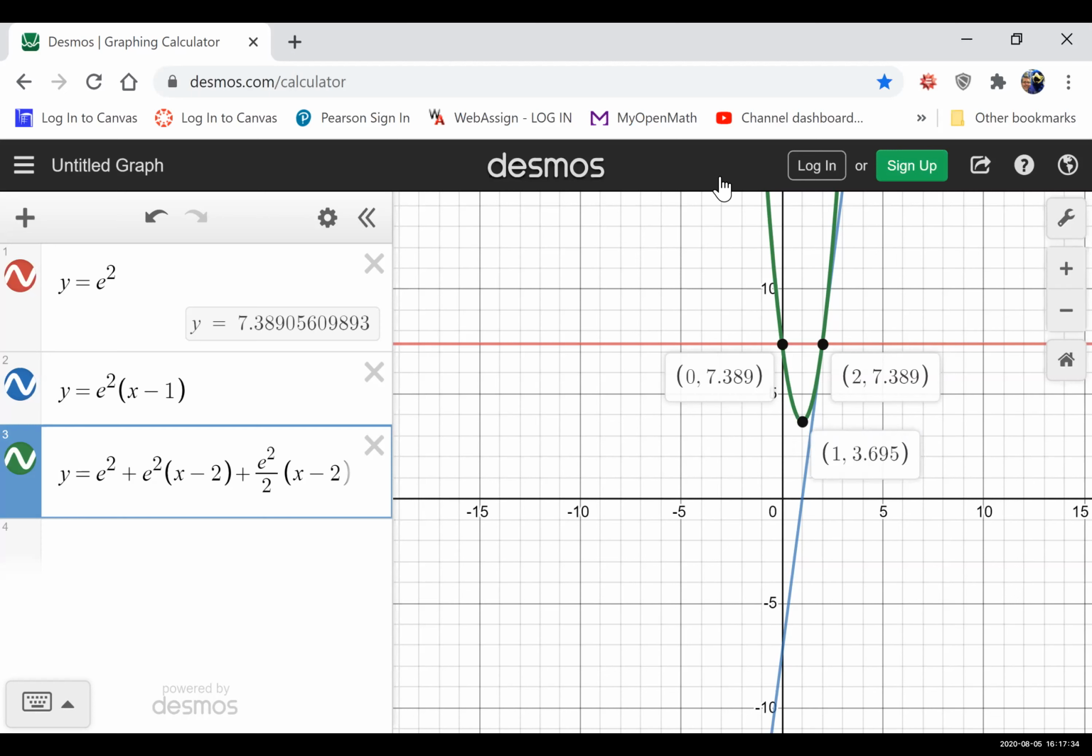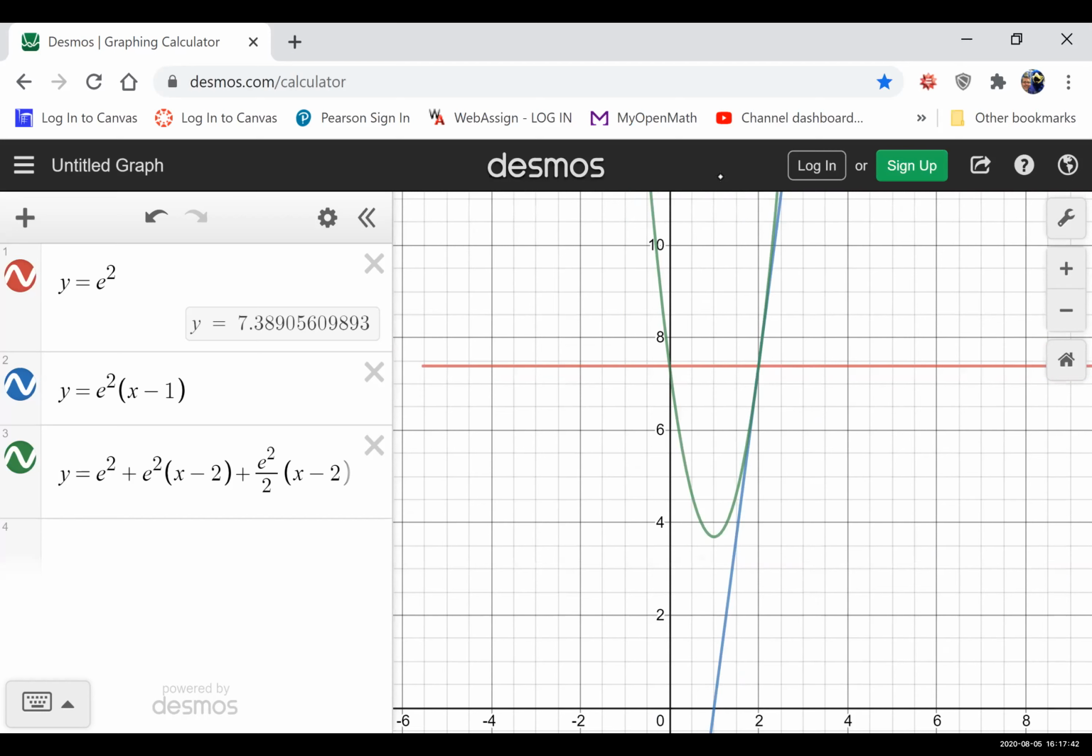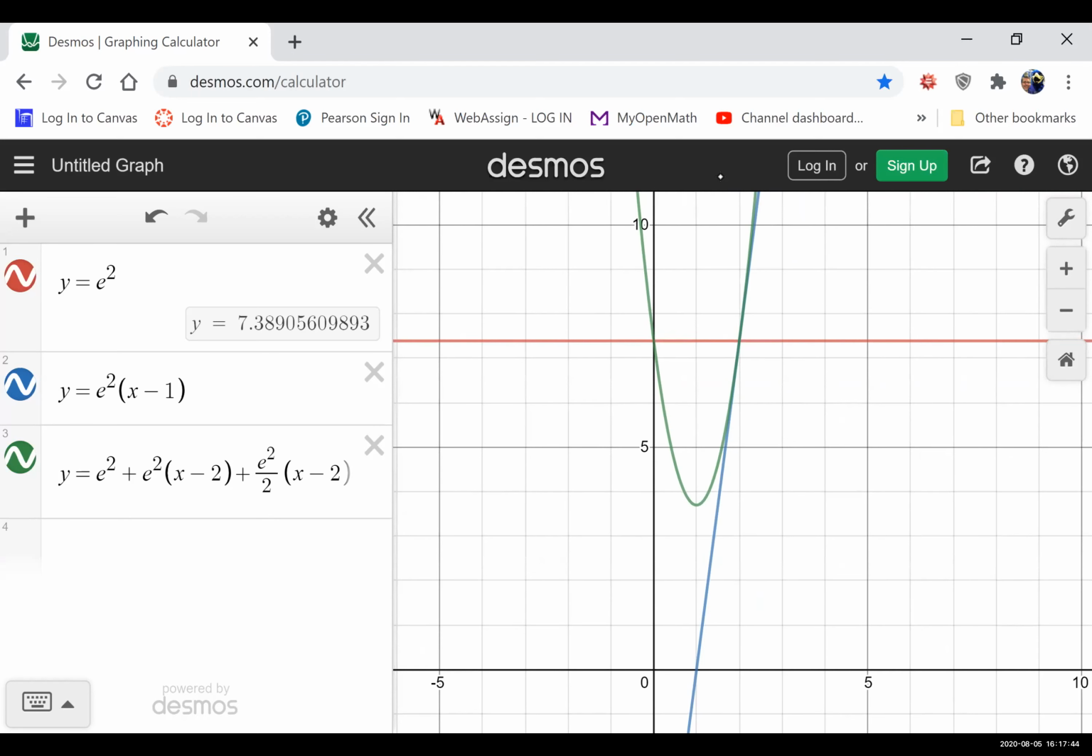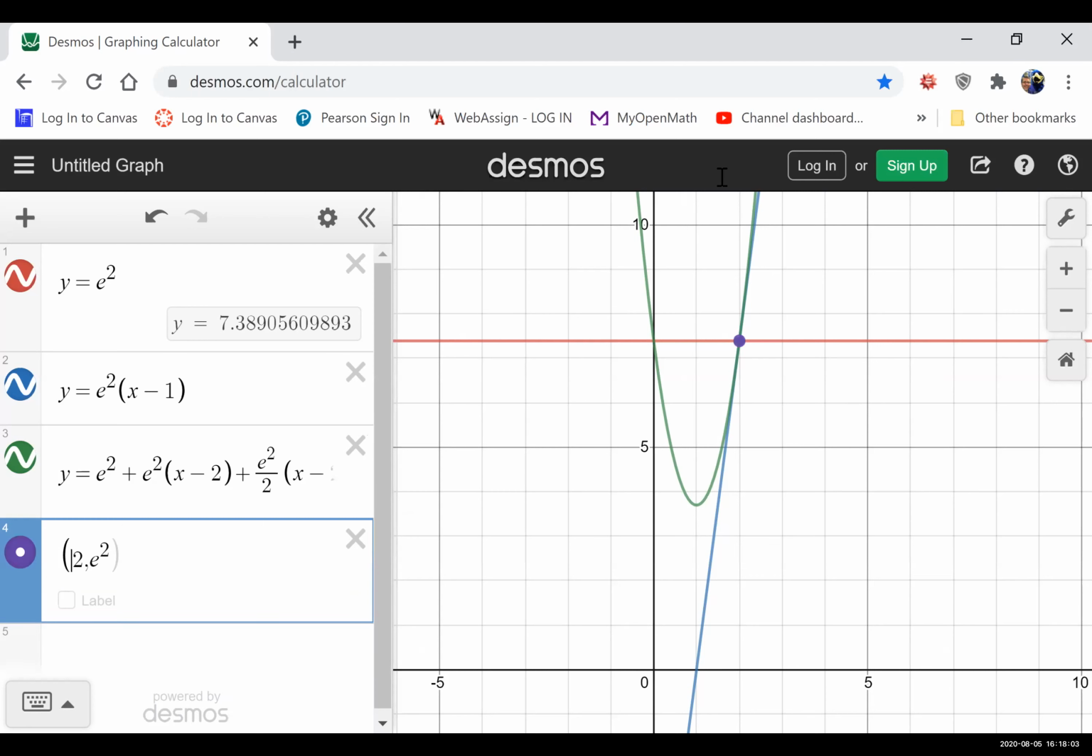I was thinking that it would hug the original shape a little bit better. But what we're going to see is if we zoom in here, this thing is going to approximate at the point 2e squared. It's going to hug that function increasingly better and better.